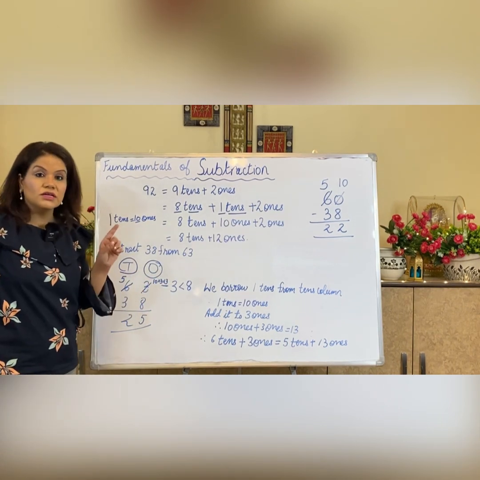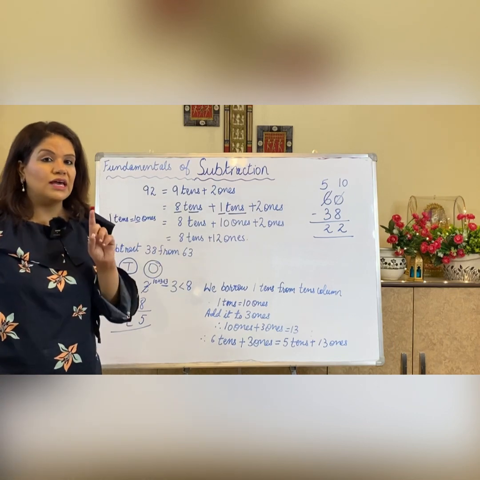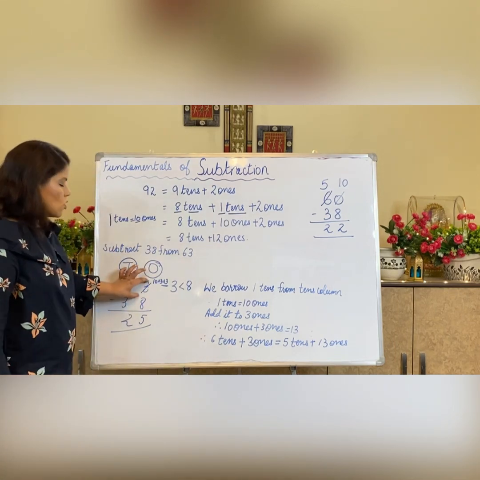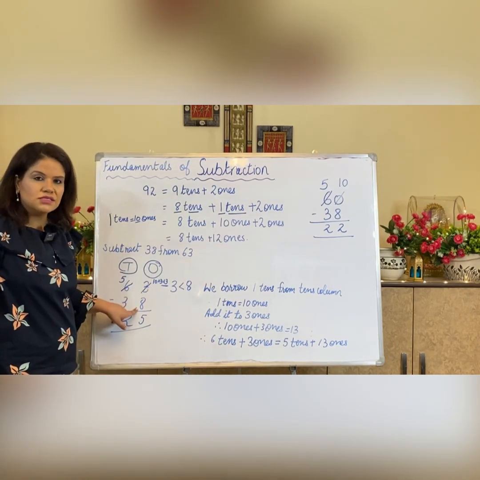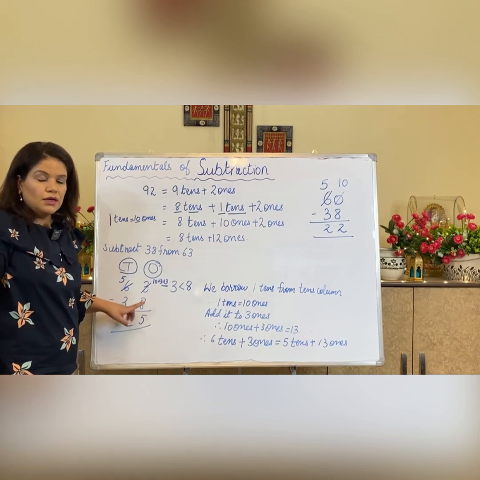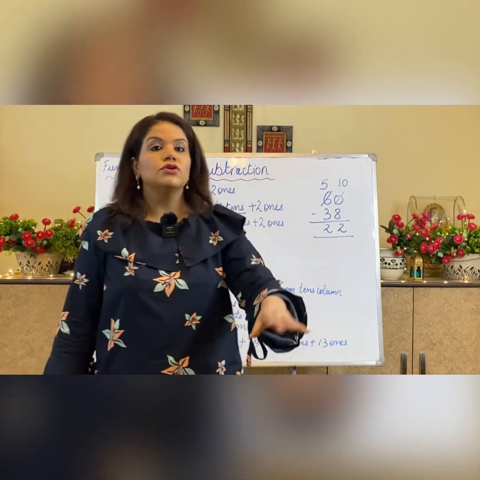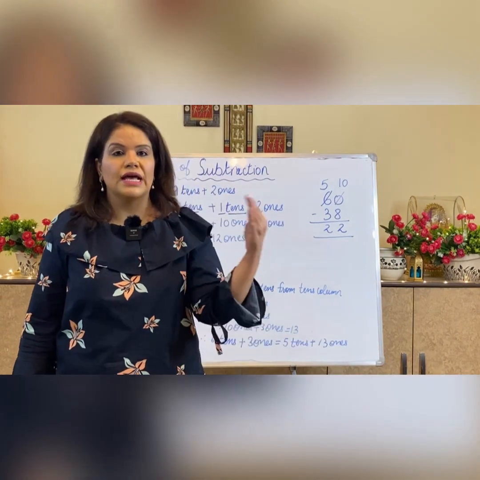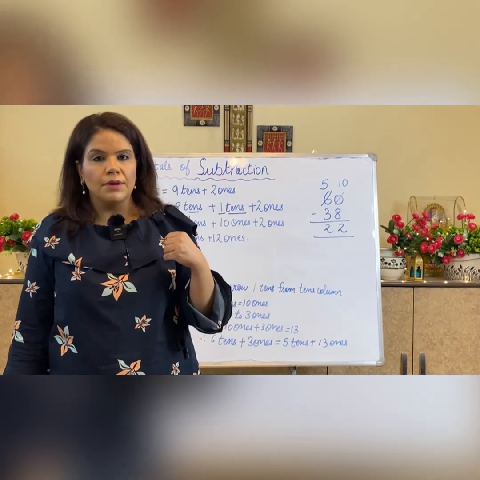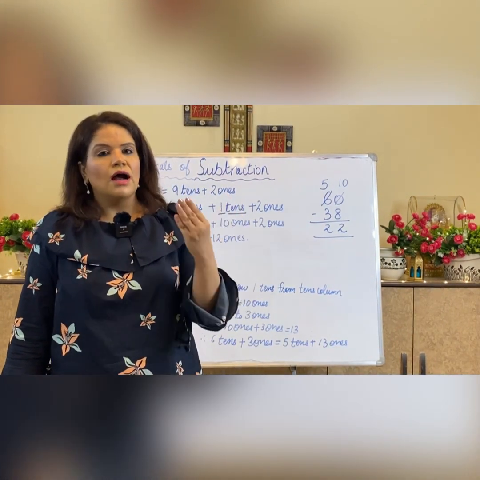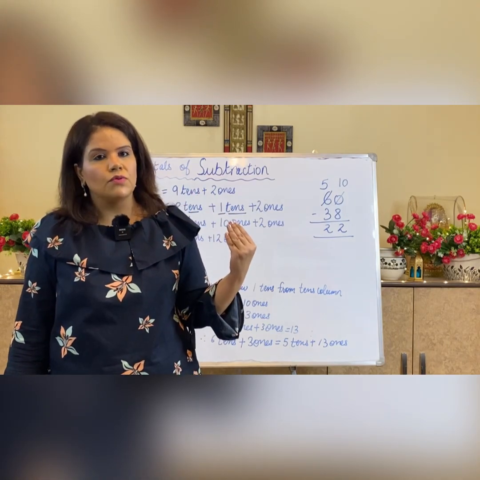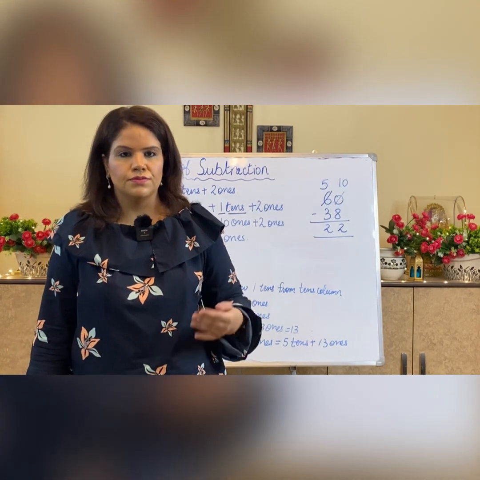This regrouping takes place only in one case, when the first column number is lesser than the second column number. Clear? And third thing, you have to do the reverse counting. You will raise the fingers, keep the given number in mind, and subtract whatever number is given to you.